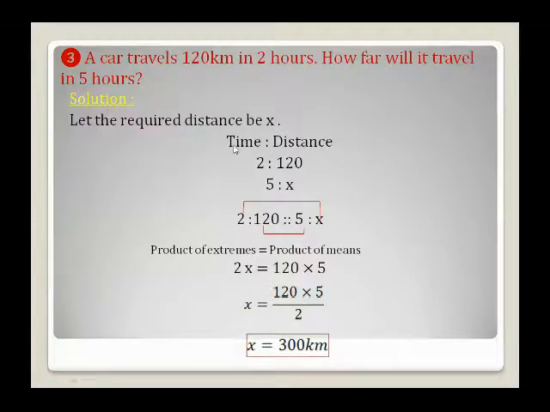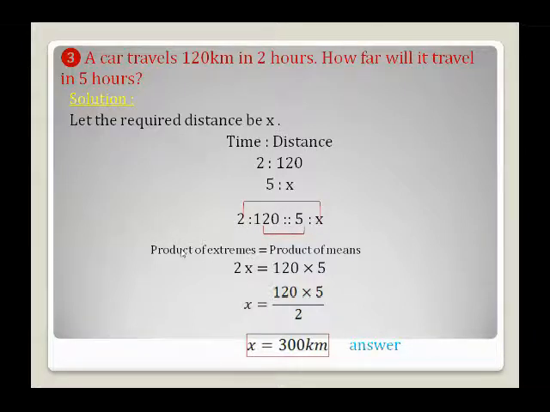Now here we find the ratio between time and distance. Now students, here we write time, which is 2 hours. The distance is 120 kilometers. Now we find the distance in 5 hours, and we suppose that it is x. Now here we write these ratios in a proportion form. So we write 2 ratio 120 proportion 5 ratio x.